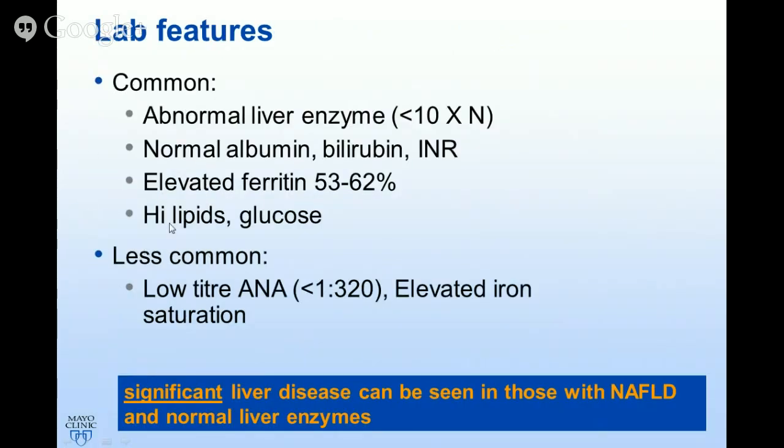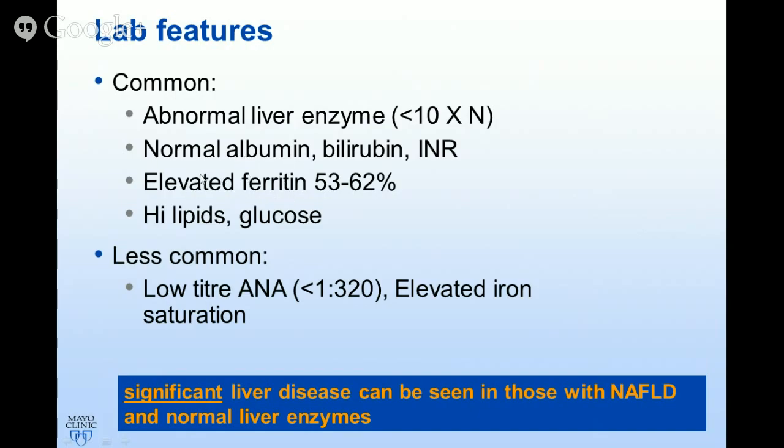Lab features: if your doctor is checking your blood tests, usually you'll see abnormal liver enzymes, but frequently people can have completely normal liver enzymes. Unless you have advanced liver disease, the liver function tests, these are proteins your liver makes, such as albumin, bilirubin, and INR, a blood clotting test, will all be normal unless you have very advanced disease.